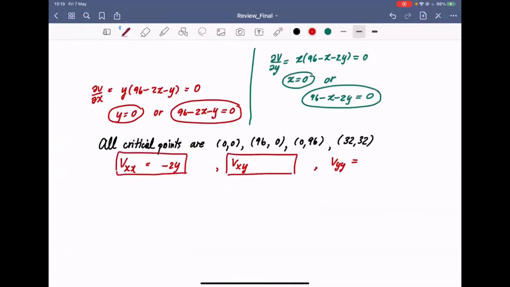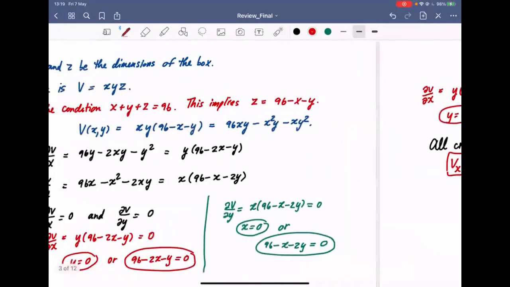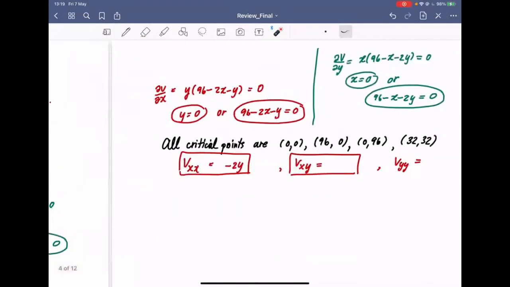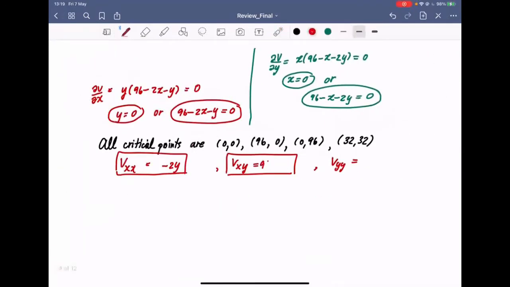And then for the second one, you differentiate this thing with respect to y. So you have 96. Okay, you can look at this one as well, whatever you want. So we're going to do this. You get 96 minus 2x minus 2y. Okay, 96 minus 2x minus 2y.